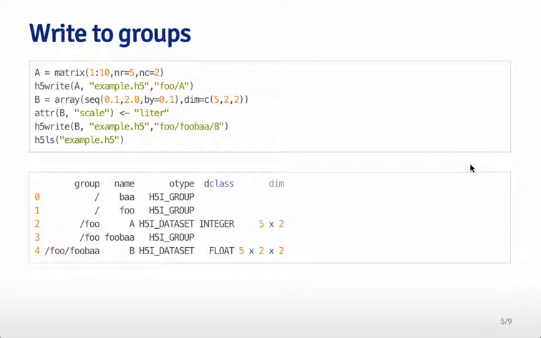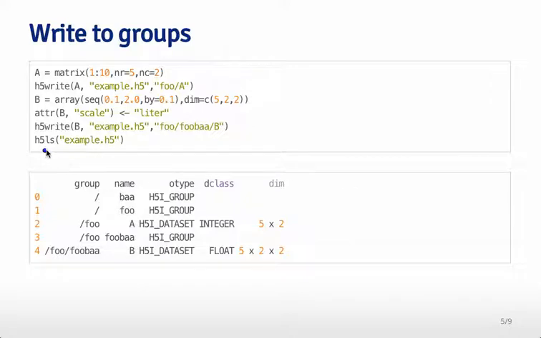Then we can write to the specific groups. For example, we can create a matrix A, and then we can use the h5write command to write that matrix to a particular group. Again, this is the file that we're looking at, and this is the group within that file. We don't have to write just matrices, we can also write multi-dimensional arrays. For example, here's a multi-dimensional array. We can add attributes to it. For example, we can give it metadata like this, the leader attribute, which is about the units. And then we can again use the h5write command to write this array to a particular subgroup.